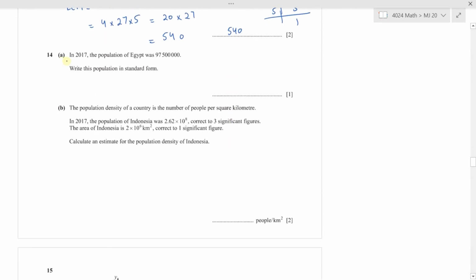Question number 14, part A. In 2016, the population of Egypt was 97,500,000. Write this population in standard form.